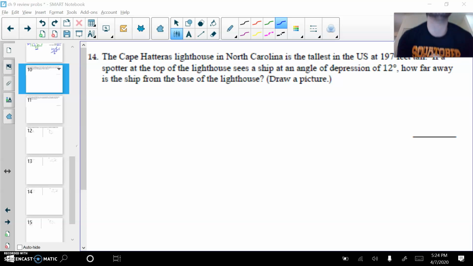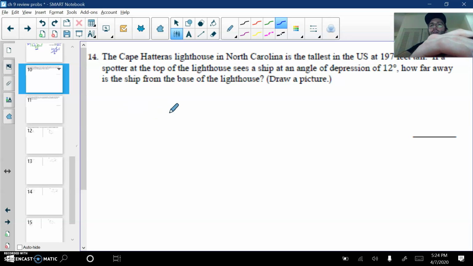Here we go, number 14. This lighthouse in North Carolina is allegedly the tallest in the U.S., at 197 feet tall. If a spotter at the top of the lighthouse sees a ship with an angle of depression of 12 degrees, how far is the ship from the base of the lighthouse? So let's say it's the tallest lighthouse.